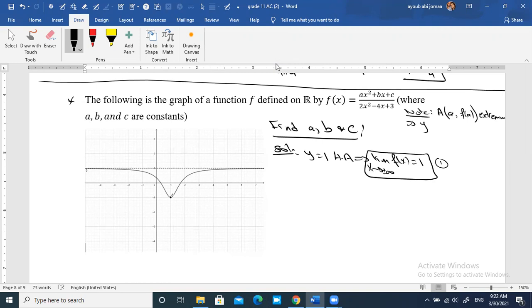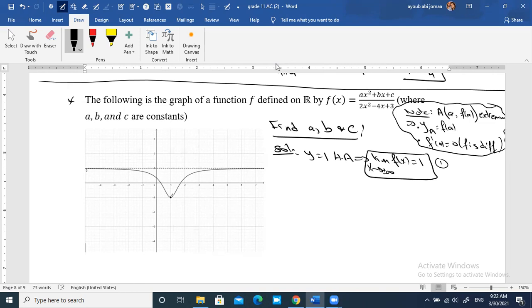First, the y of A is equal to f of A. That's one. Two, the derivative f prime at A is equal to 0, on condition that f is differentiable. F is differentiable, meaning the curve is smooth. Of course if the curve is not smooth, the function is not differentiable.